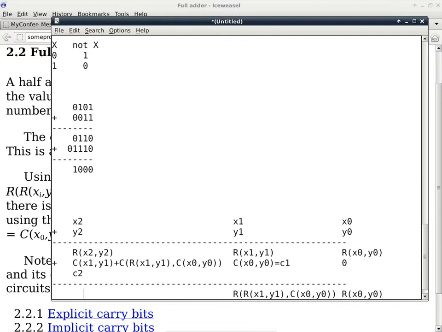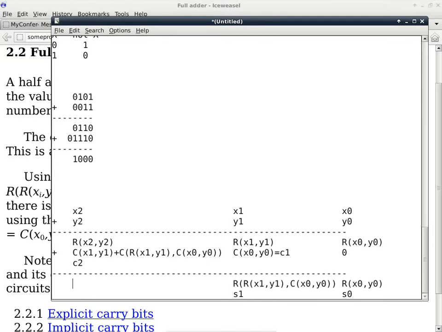Okay. So how do we come up with this term here? It is the, yep, it's R, X2, Y2, and then another R, oops, another R using C2. Okay? And this whole term is also otherwise known as sum, bit 2 of the sum. Okay? So you can see how we can actually keep on doing this.